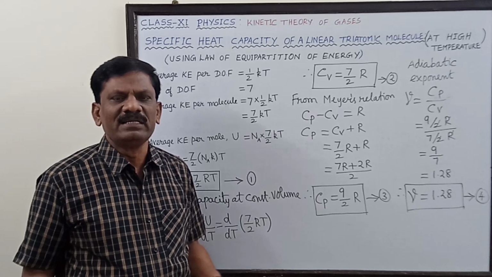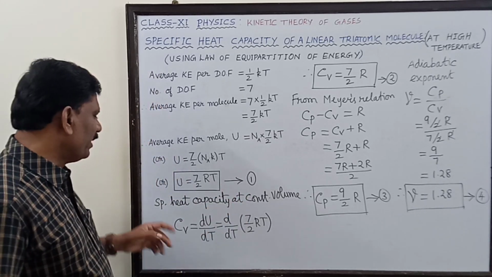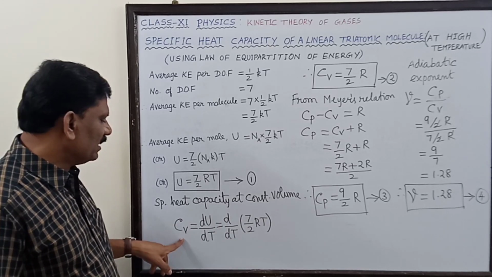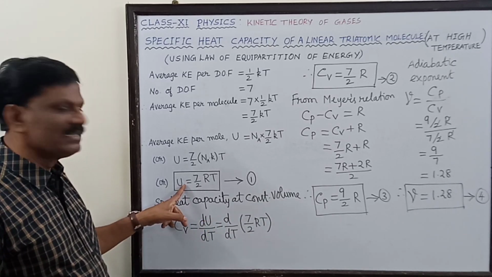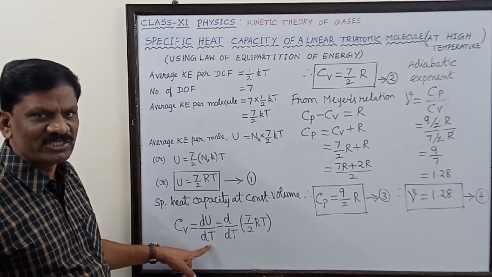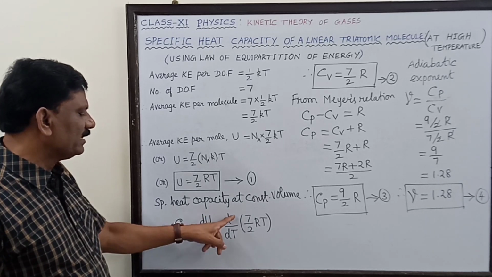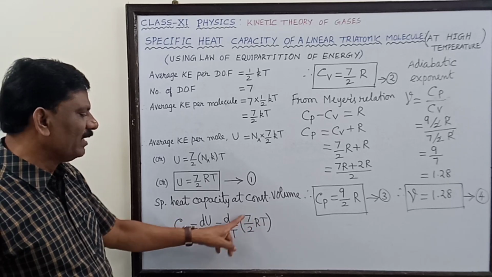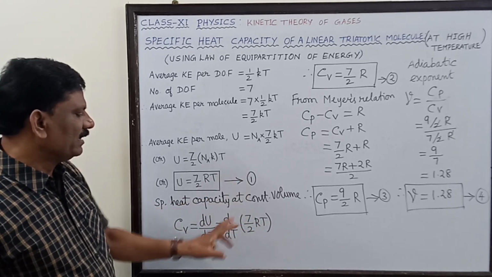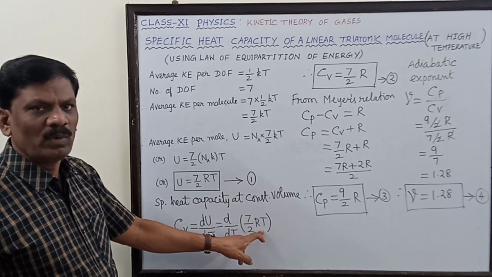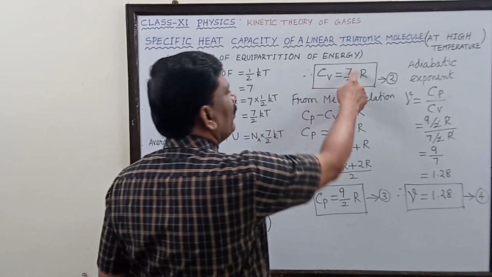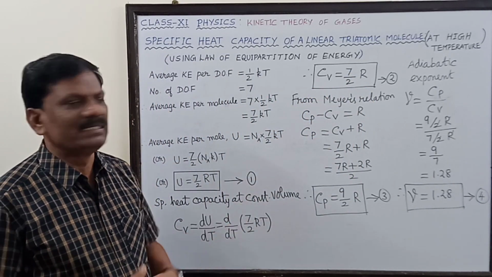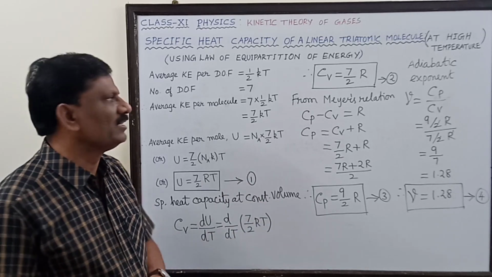Then after that, the same steps are to be followed. We have to determine the specific heat capacity at constant volume, Cv. That is the differentiation of this internal energy with respect to temperature. So dU/dT is equal to d/dT of 7/2 RT. Here T is the variable, 7/2 is a constant, and d/dT of T is equal to 1. Therefore, Cv is equal to 7/2 R, same as that of a diatomic molecule at a high temperature.